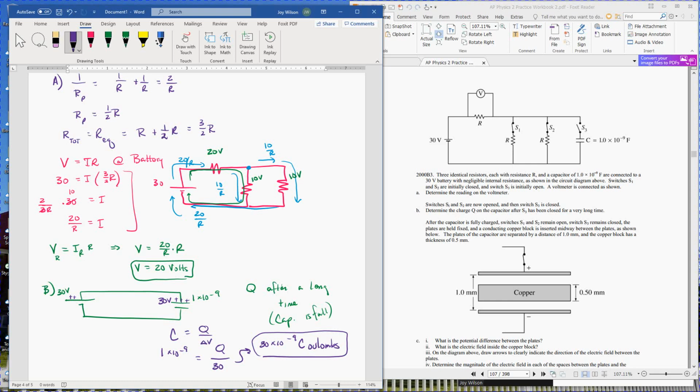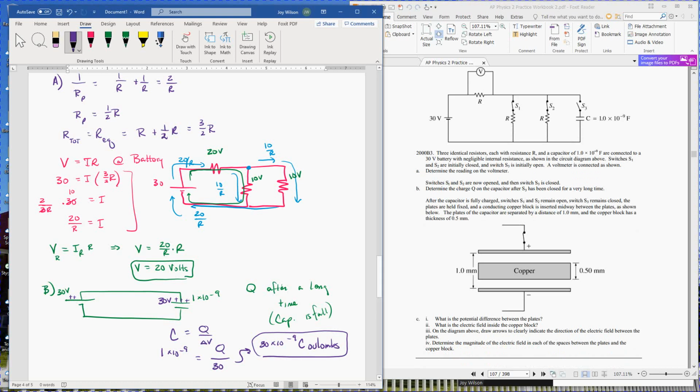Now, after the capacitor is fully charged, switches 1 and 2 remain open, switch 3 is still closed, and the plates are held fixed. And now we're going to put a copper block. Now let's think to ourselves, copper? Copper's a conductor. They say that right here. Why would we put a conductor midway between the plates?